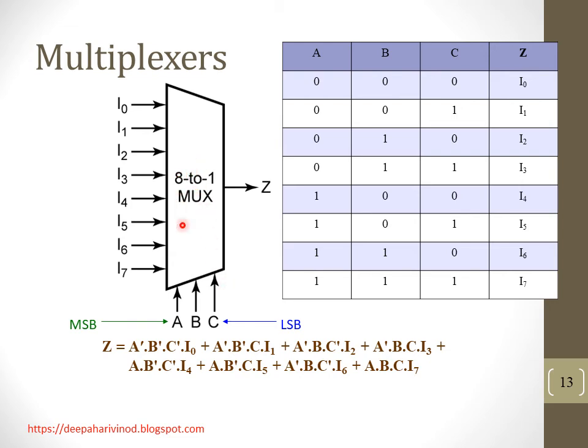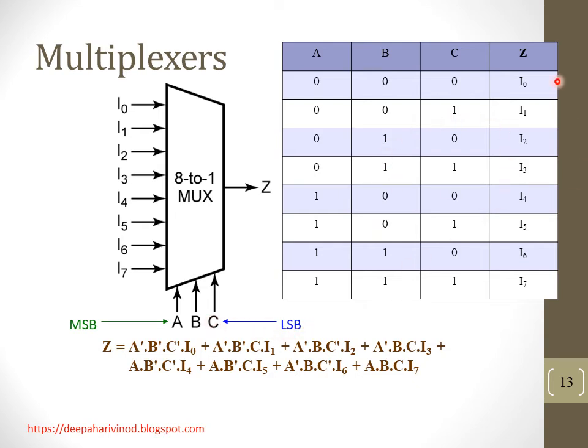On what basis will this be selected? That is 2 raised to n inputs. 2 raised to 3 is 8. So 3 select lines will be there. This is the MSB of that bit and this is the LSB.